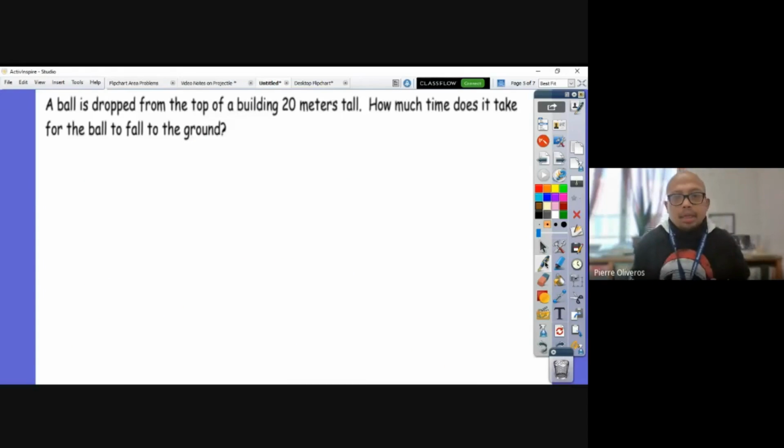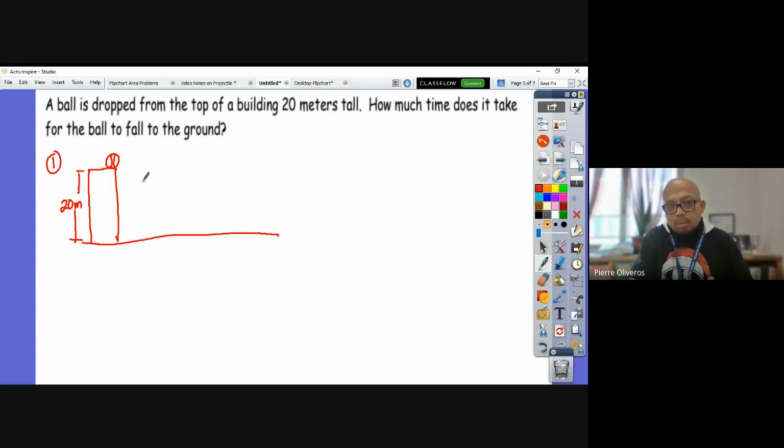All right, for our next problem, a ball is dropped from the top of a building 20 meters tall. How much time does it take for the ball to fall to the ground? So again, as always, let's start our work by making an illustration. So here's the ground, a ball dropped from the top of the building. So we have a building here, and the ball is right here on the top of the building. The building is 20 meters high.